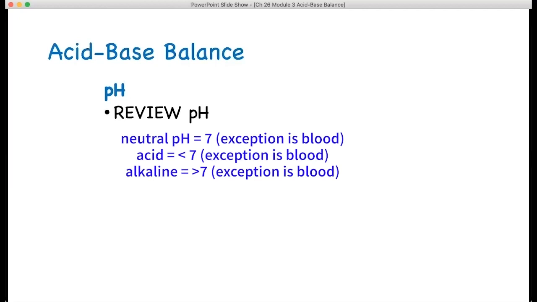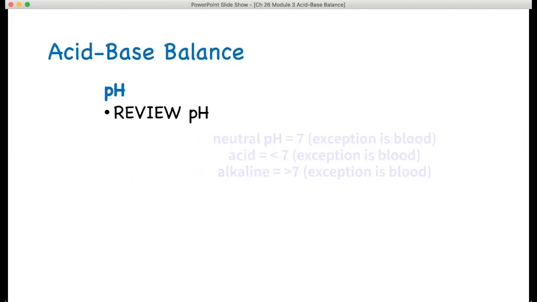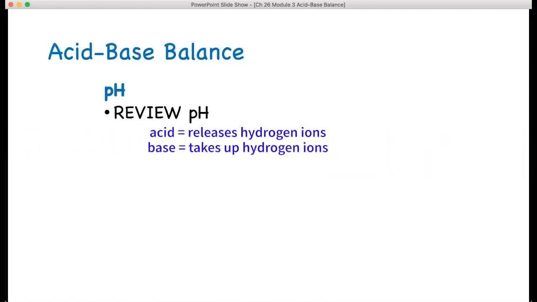Anything above 7 is considered an alkaline or a base. The higher the pH, the stronger the alkaline. An acid, by definition, is a chemical that, when placed in water, releases hydrogen ions. A base, on the other hand, is a chemical that, when placed in water, binds with or removes hydrogen ions from the solution.